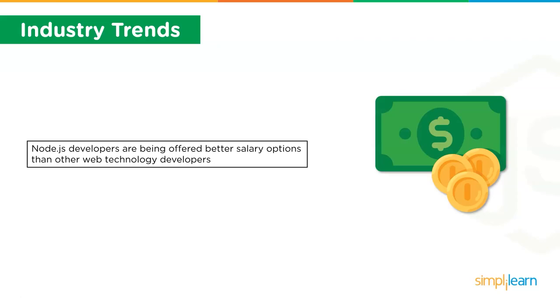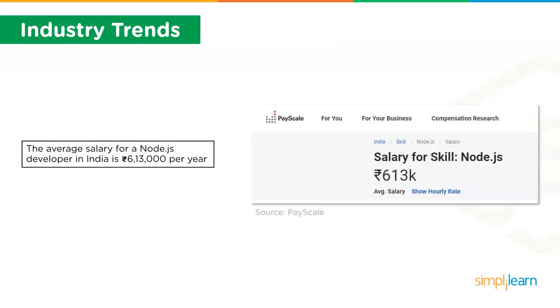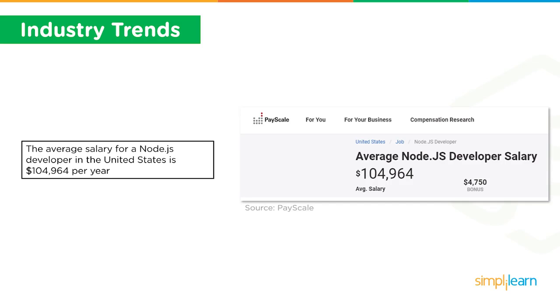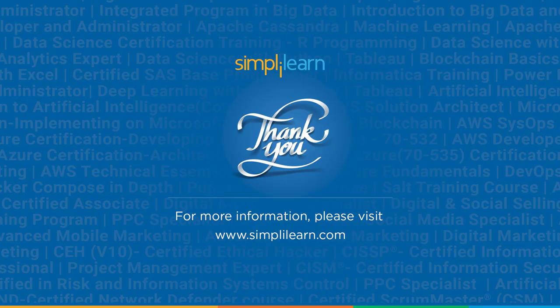Node.js developers are being offered better salary options than other web technology developers. According to PayScale, the average salary of a Node.js developer in India is around 6,13,000 rupees per year. The average salary of a Node.js developer across the United States is around $105,000 per year.